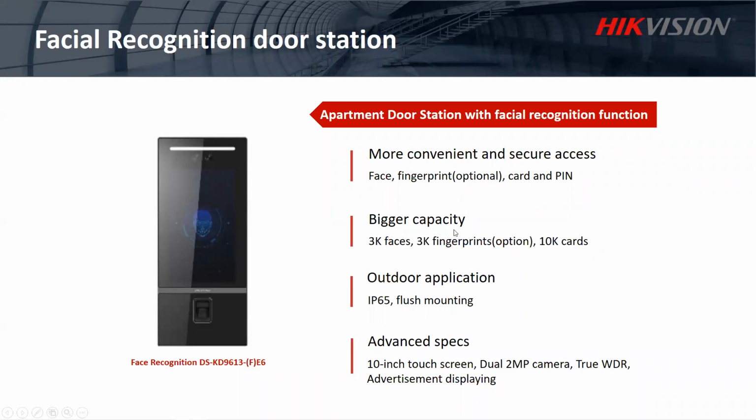It has a bigger capacity to store up to 3,000 faces or fingerprints and 10,000 fobs or cards. The rating of this facial recognition door station is IP65 and it has flush mounting. The advanced specs are a 10-inch touch screen, dual 2-megapixel camera built in, and true WDR. As well, you can add some image here to give advertising to your company, for example, or any sort of advertisement.